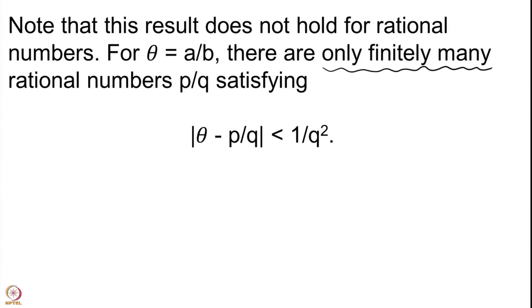So, if you wanted to have the weaker statement that there is a sequence of good rational approximations to our theta, then that statement obviously holds. You will take the constant sequence if you wish. So, there is a sequence of good rational approximations to our theta, which is a rational number, but it is an ultimately constant sequence, because only finitely many rational numbers are going to satisfy this particular inequality.